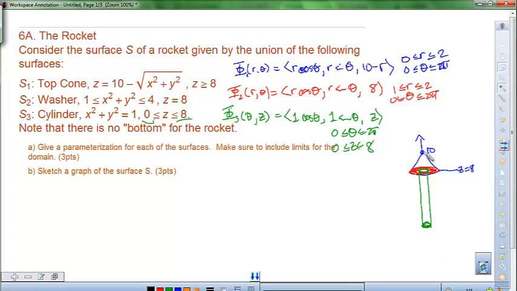So if we were to draw our axes, this is our z-axis. Our x-axis would be all the way down here, and then our y-axis would be over here, and this would be inside of that cylinder, passing through the washer, inside the cone, and then popping out there. This has radius 1, and over here is a value of 2, radius 2. Okay, this is our rocket.